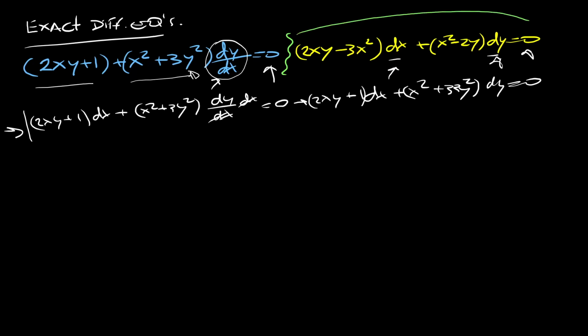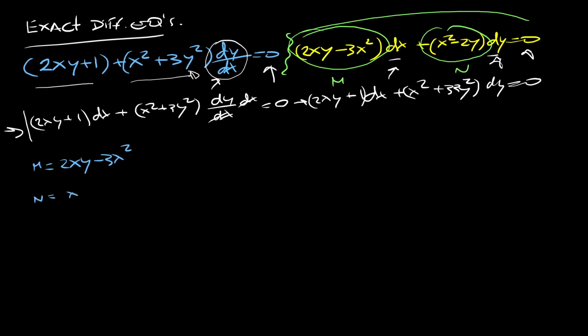So let's say this is the one that we're trying to solve. How we solve this is by naming this first element M, and then this second element N. You can call it whatever you want. This is just the convention. So M is equal to 2xy minus 3x squared, and N is equal to x squared minus 2y.